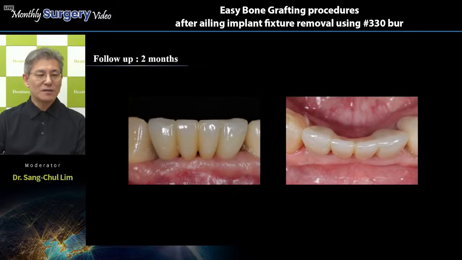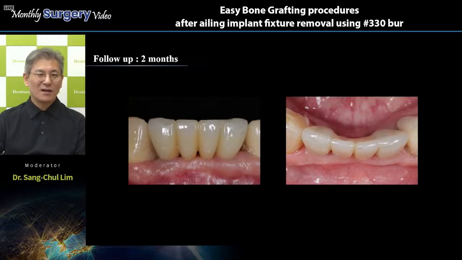Okay, follow-up 2 months after insertion of the final restoration. We can see the marginal gingiva. What about this marginal gingiva? I think it is very thick and healthy, with the keratinized gingival band located on this implant, the implant crown and bridge area.